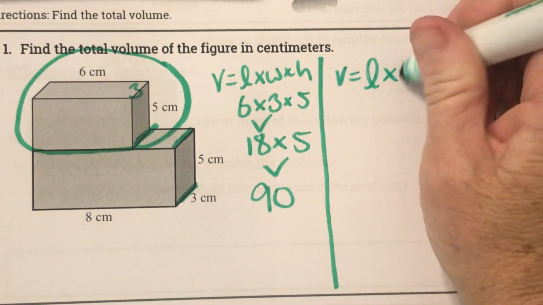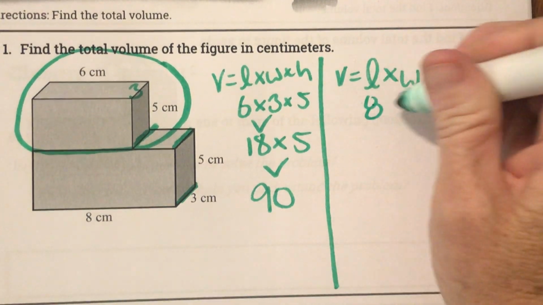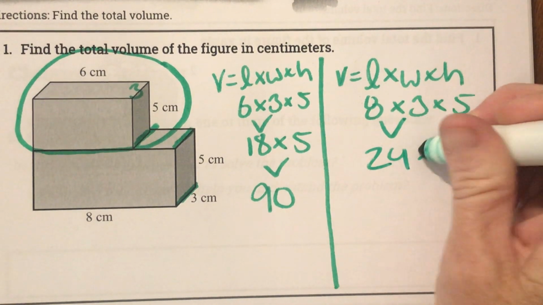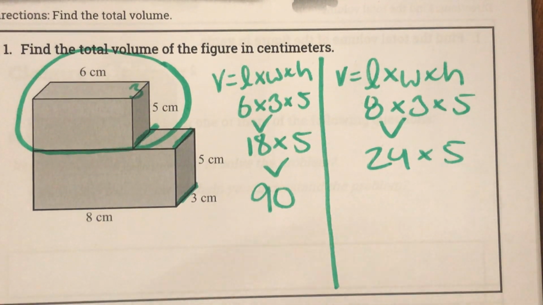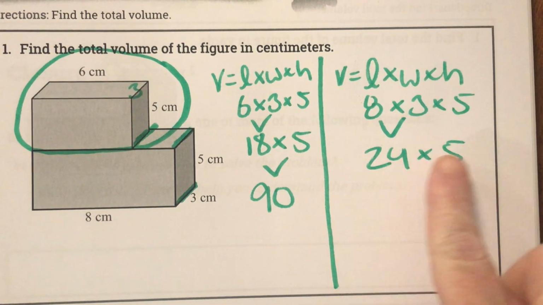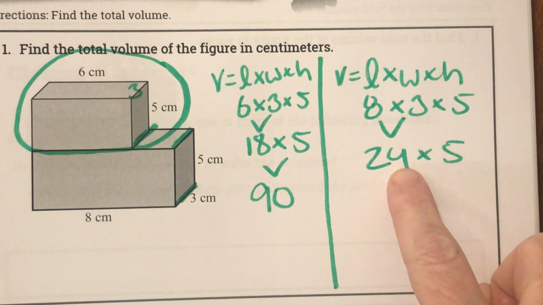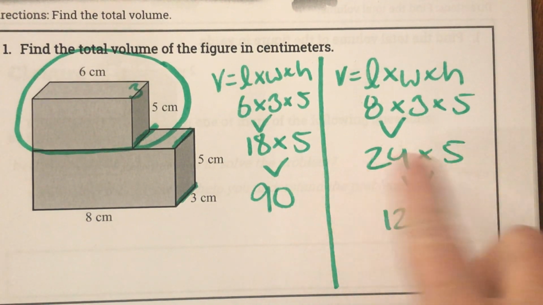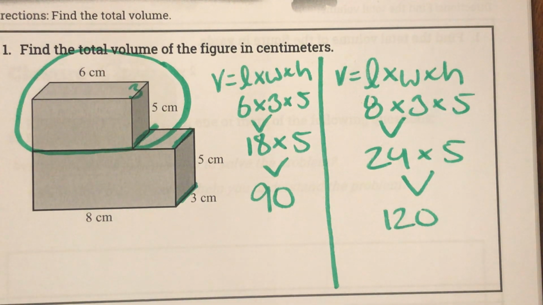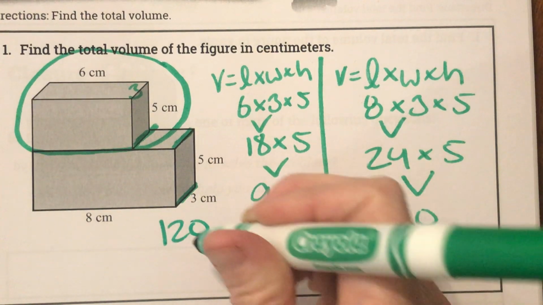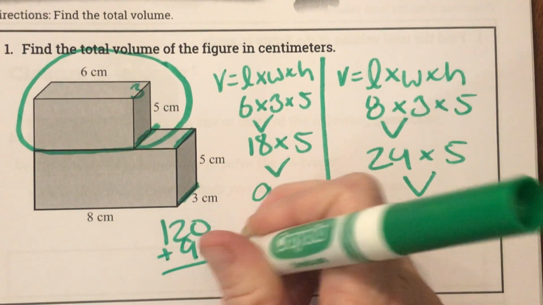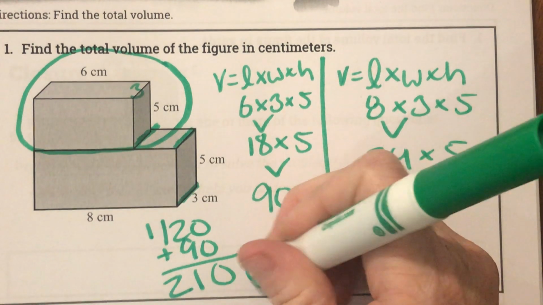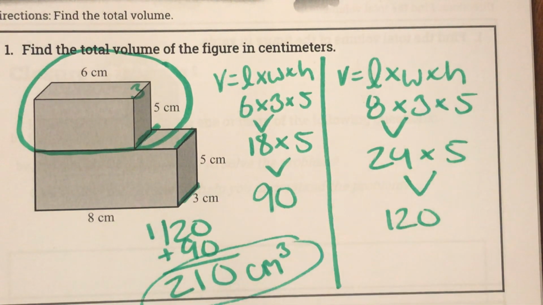My bottom, I get length times width times height. So I have 8 times 3 times 5, which is 24 times 5. And I could do the same method. I could break this up. So I say 20 times 5 is 100. 4 times 5 is 20. So I know it's 120. If that part confuses you, just do some side work. So my next step is to add my two volumes together. And I am getting 210. And then our last step is centimeters cubed.